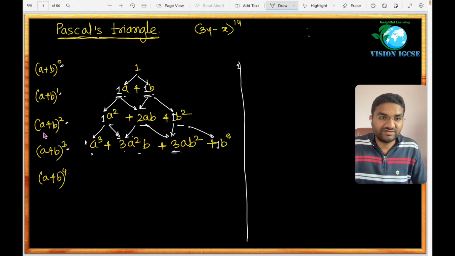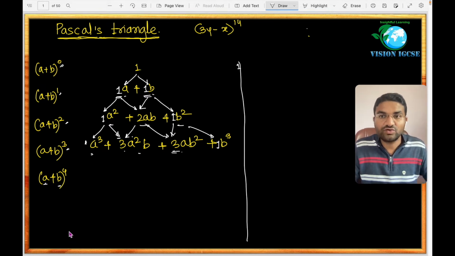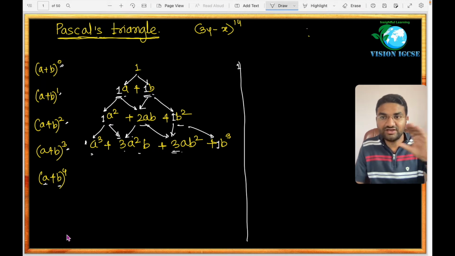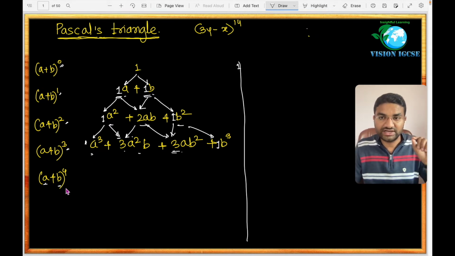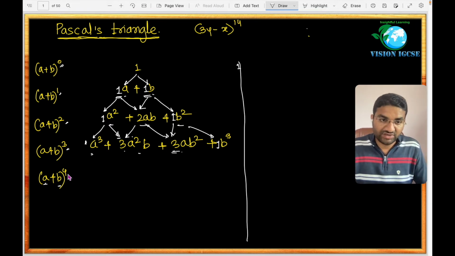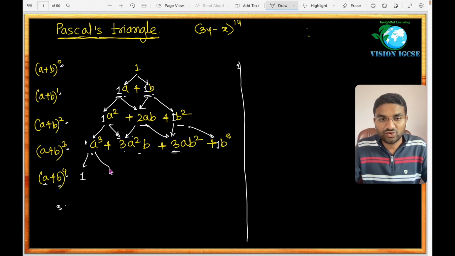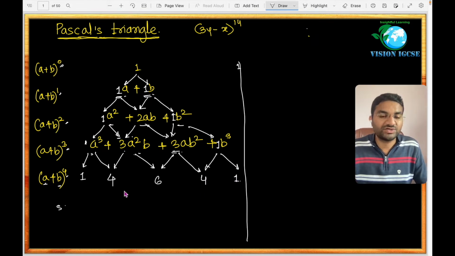Let's say a is the first term and b is the second term. The first term we write in decreasing order of powers, and the second term in increasing order. For (a plus b) raised to 4 we will get 5 terms, and firstly we find the coefficients. The first is 1, the second is 1 plus 3, that's 4, the third is 3 plus 3, that's 6, the fourth is 3 plus 1, that's 4, and the last is 1.